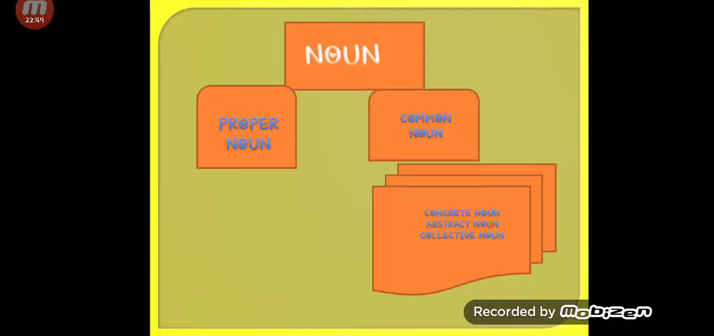Hindu Times, it's a proper noun. APJ Abdul Kalam is a great scientist here. His name, APJ Abdul Kalam, is a proper noun. Whereas common nouns are a general class of persons, like scientist, it's a general class of people.